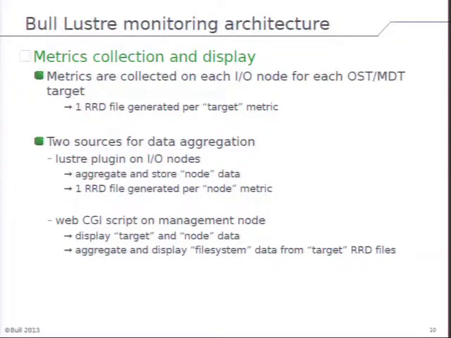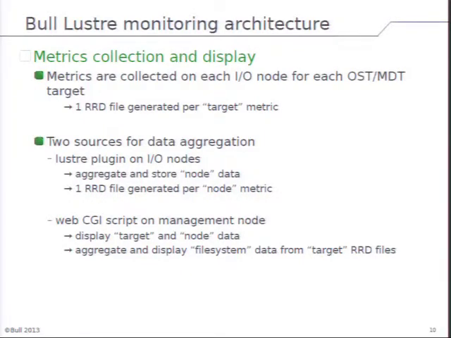Then this raw data is consolidated and aggregated in two places. The first place is in the Lustre plugin. Each OST information is aggregated in order to have a node figure, so the data is added for each OST. And then this information is transmitted to the management node to end up in one RRD file for the whole node. And the other means of aggregation is the CGI script that visualizes information.